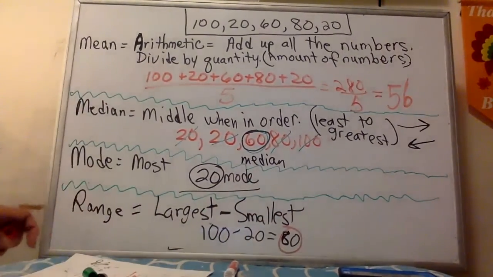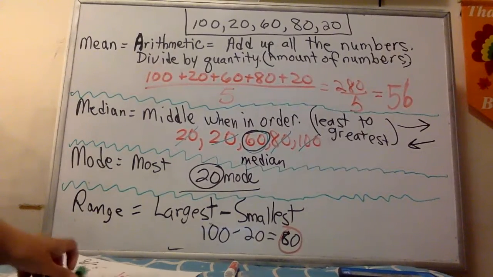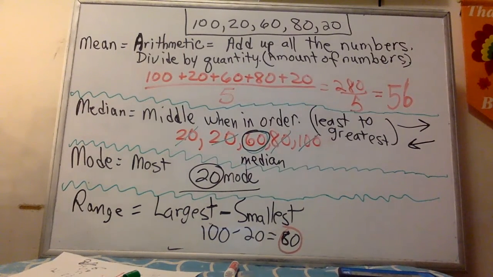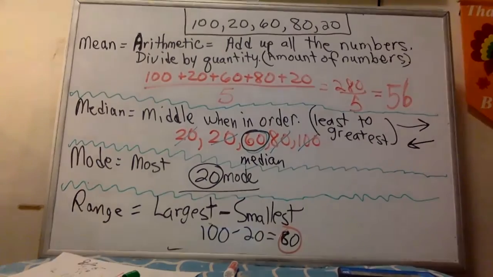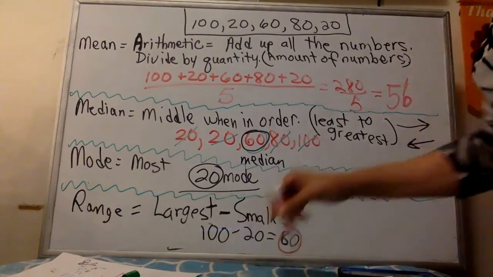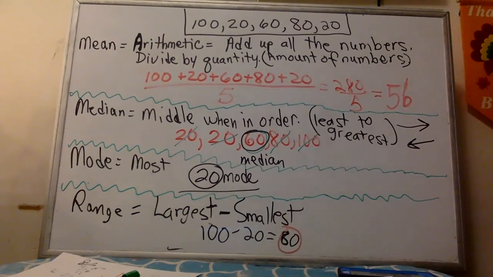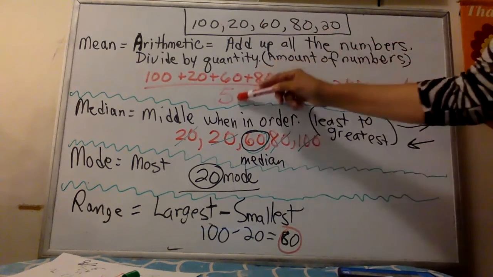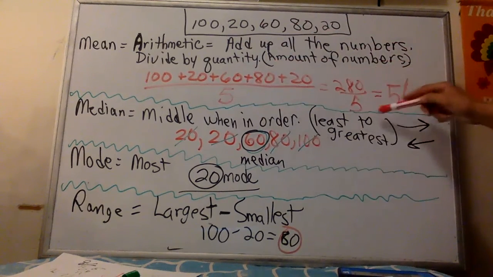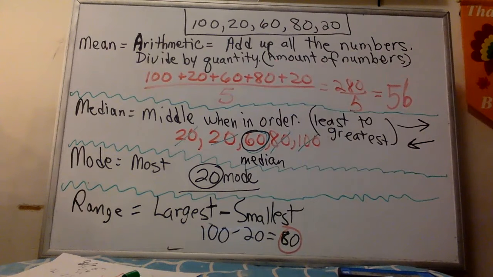And basically, that's the basics of what the mean, median, mode, and range are. Let's go over it one more time. The mean is the arithmetic average when we add up all the numbers and divide by the quantity or the amount of numbers. So we added these 5 numbers together and divided by 5, and we got 280 divided by 5, which is 56.